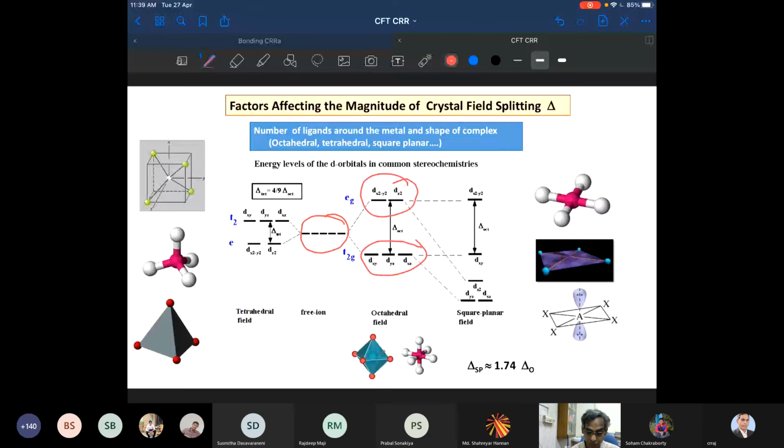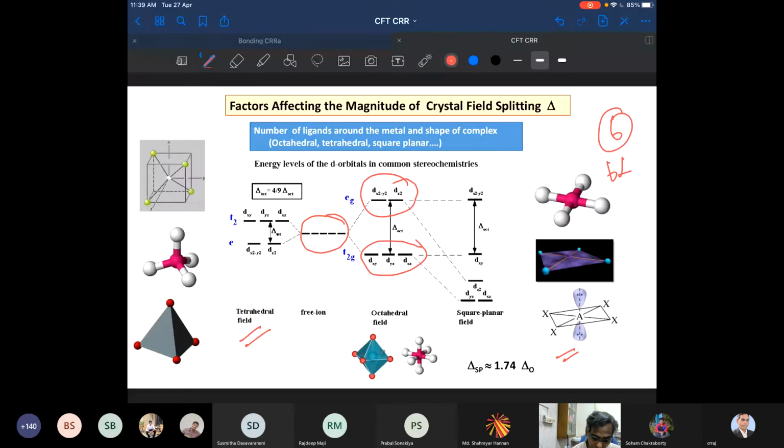Now, how many ligands are coming in the octahedral field? Totally, you have 6 ligands. Now, I reduce the number of ligands to 4, either in the case of a tetrahedral field or a square planar. Square planar will come later, it will take a lot of time to explain. Here we will see how the number of ligands affects the del O value.